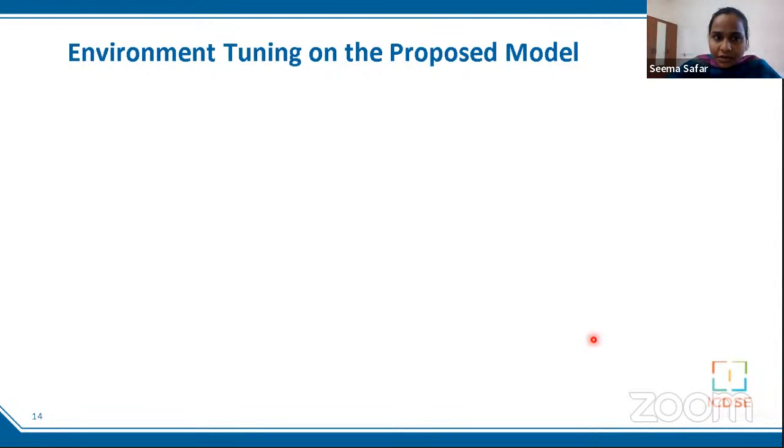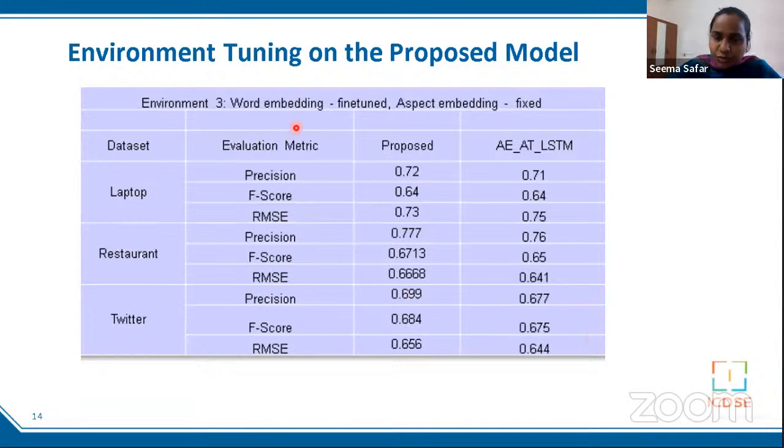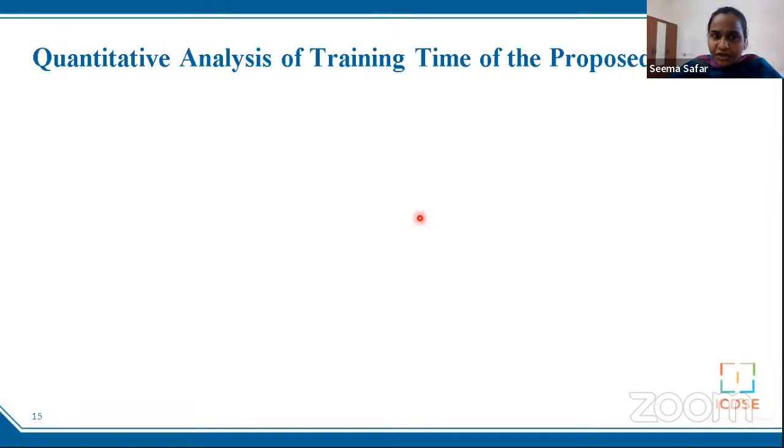So we tried the third environment, which means we fine-tuned the word embedding and just kept the aspect embedding as it is. Doing that worked perfectly fine, with a rating of 0.72 and 0.71 for aspect embedding attention-based LSTMs. As you can see in the result, the root mean square error is decreasing, whereas here it is 0.75. There is a slight drop in the root mean square error. Now moving on to the quantitative analysis, which is the final research question of our model.